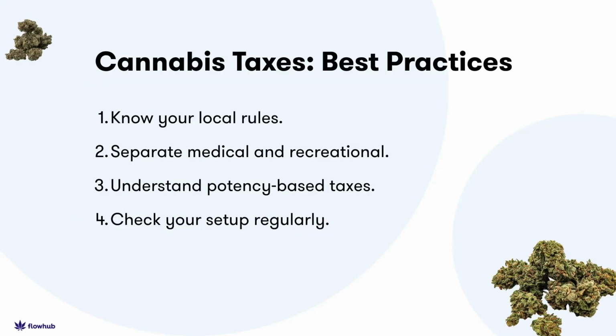Let's cover some best practices I always recommend. 1. Know your local rules. These can change state by state and even town by town. 2. Separate medical and recreational. Flowhub makes this easy, but you have to configure it correctly. 3. Potency-based taxes. If you're in a state like Illinois or Connecticut, those THC-based tiers are non-negotiable. And 4. Check your setup regularly. I always suggest running a test cart every so often, just to make sure totals are coming out as expected.